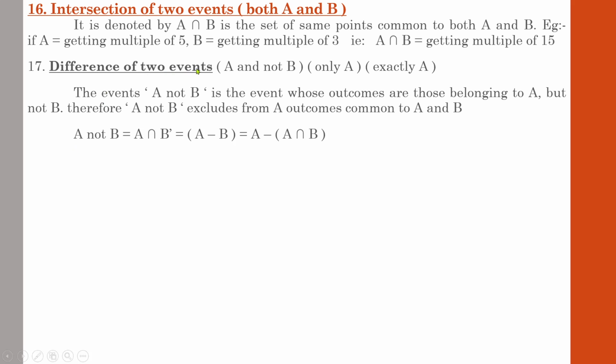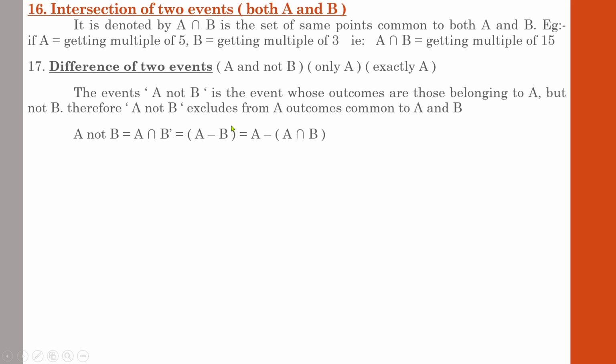Whenever you come across a difference of sets, it will be written like this: A not B, otherwise known as only A or exactly A. It can be represented as A intersection B complementary, whenever a set is followed by a superscript dash or a small c. It means complementary. I hope you all know the meaning of complementary. We are not going further into that. So it will be written like A intersection B complementary. It can be written in a simple form, that is A minus B. I hope we have learned this one, A minus B.